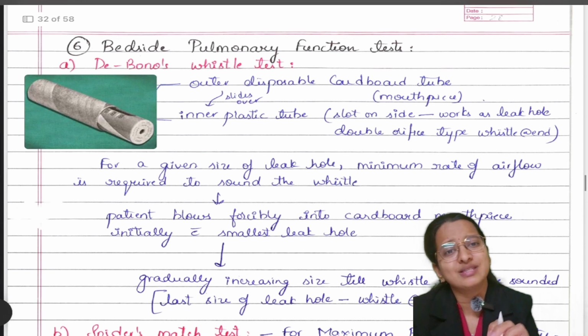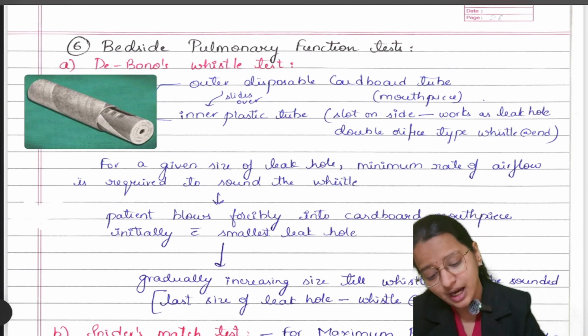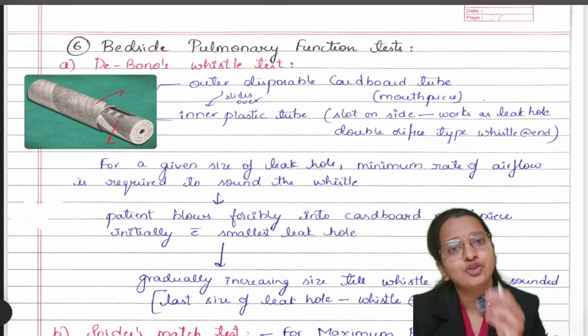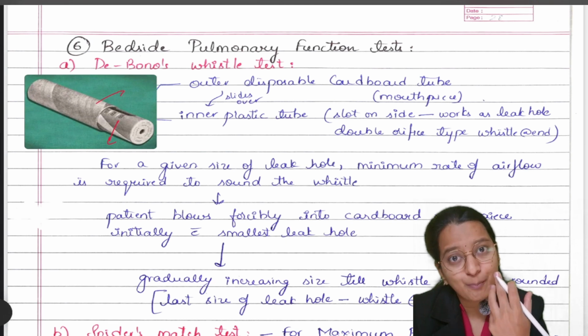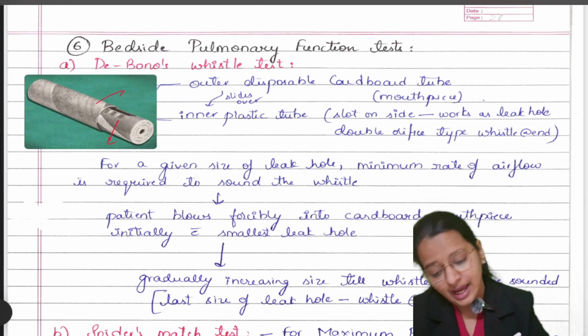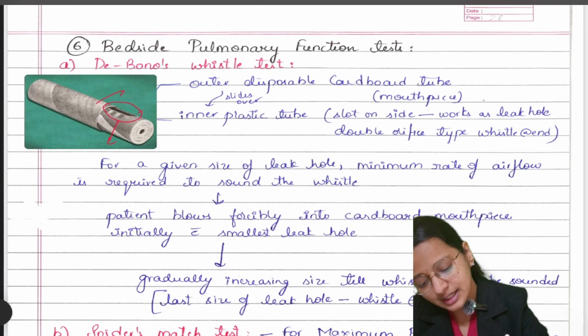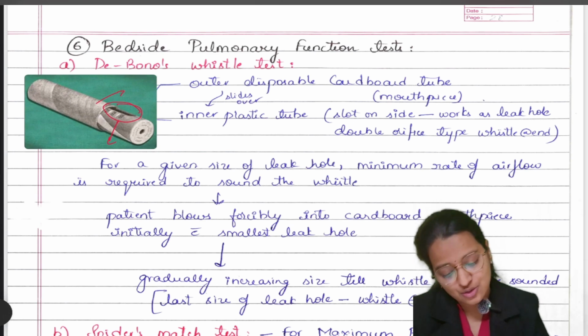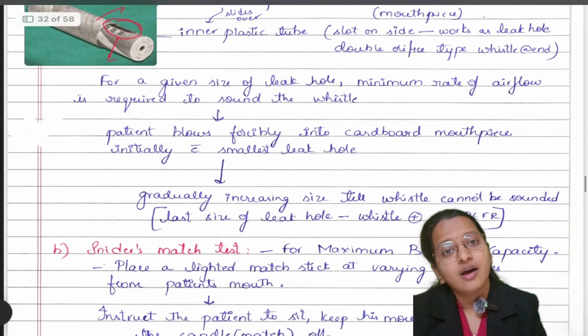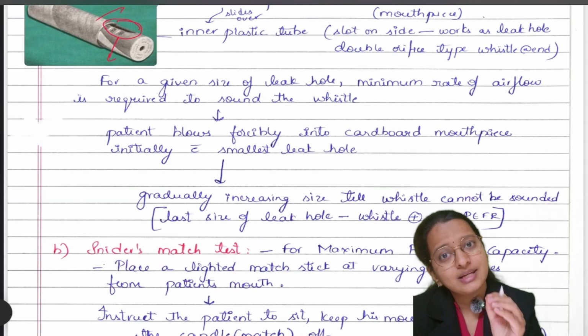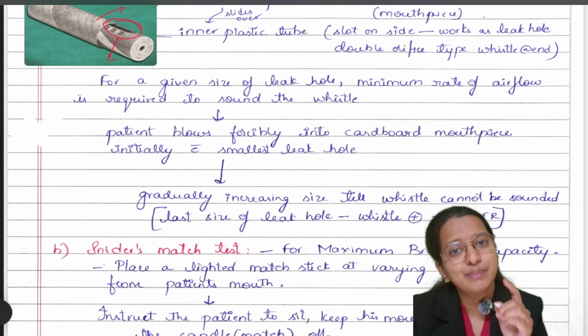First, the De Bono whistle test. It has an outer cardboard and an inner plastic tube. Through this, the person is asked to blow out the air, and we'll be increasing the leak. At one point, the whistle will stop. That point is his peak expiratory flow rate. We have seen that the whistle determines PEFR.